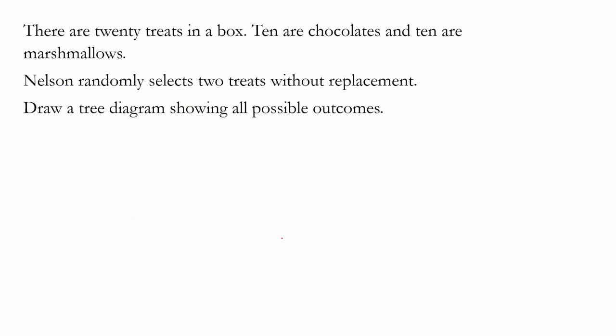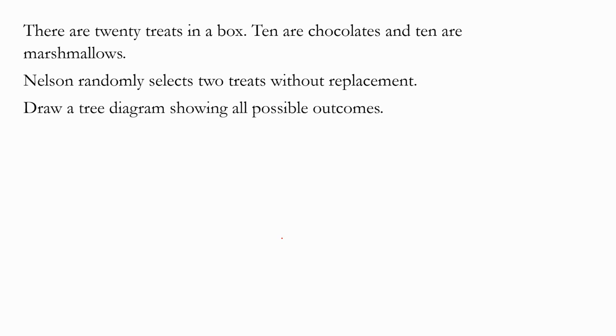All right, there are 20 treats in a box. 10 are chocolates and 10 are marshmallows. Nelson randomly selects 2 treats without replacement. There are 2 things which are very important here. Okay, we'll go back to that. Draw a tree diagram showing all possible outcomes.